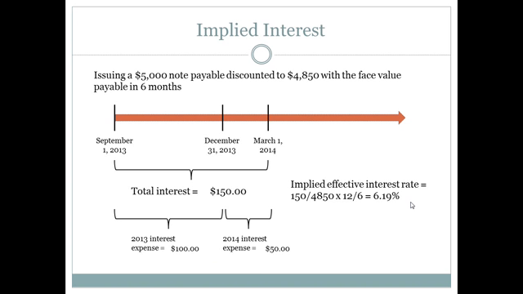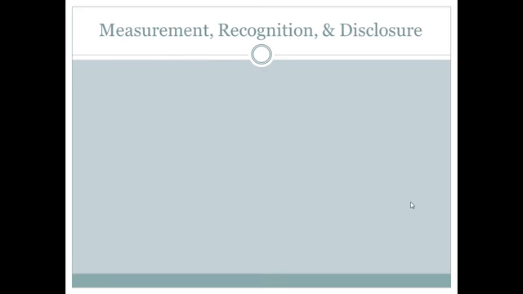So September 1st, we obviously have a journal entry to recognize the borrowing of the money initially. December 31st, we are going to have an adjusting journal entry to recognize the accrual of interest, and then March 1st, we will actually pay off the note. So let's deal with what happens in 2013 first.